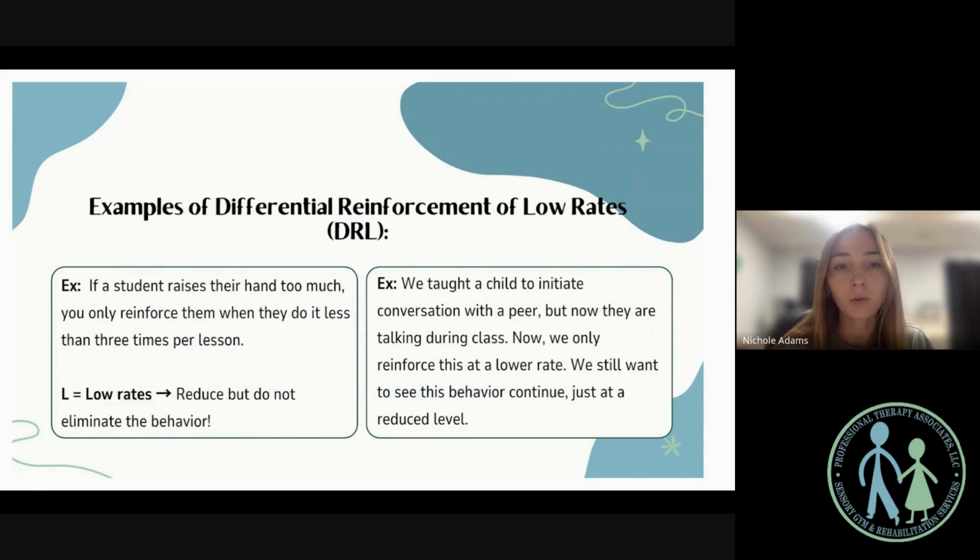So our first example is if a student raises their hand too much in class in a school setting, you would reinforce them when they do it less than 3 times per lesson. So for low rates, we want to reduce the behavior, but we don't want to eliminate it. Another example is that we taught a child to initiate conversation with a peer, but now they're talking too much during class. We want to reinforce this behavior at a lower rate where we still want to see the behavior occurring, but just at a reduced level.